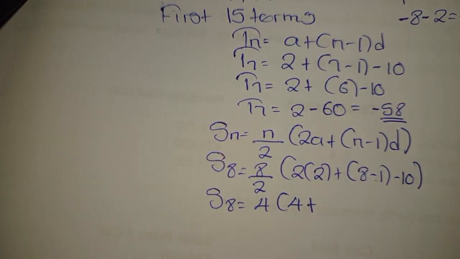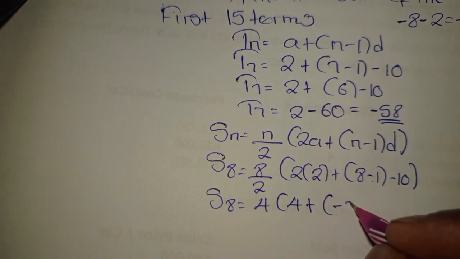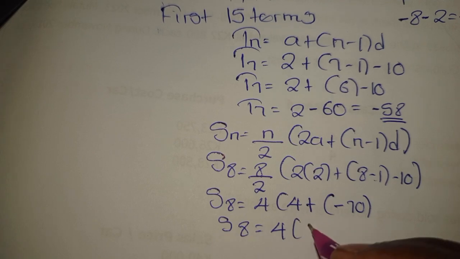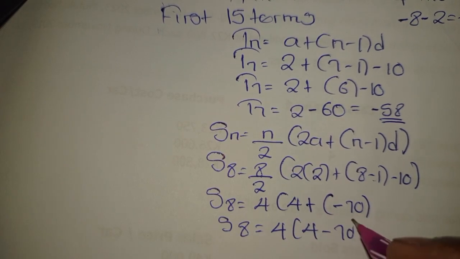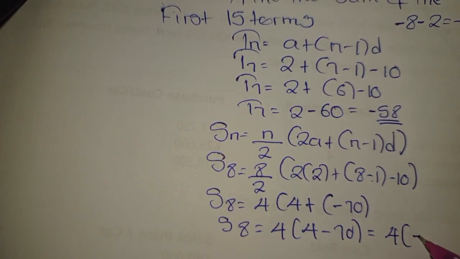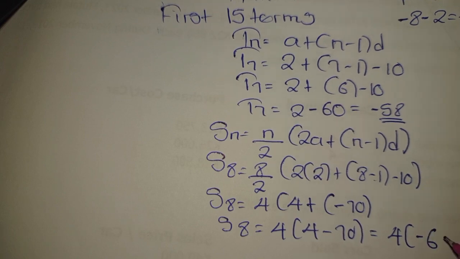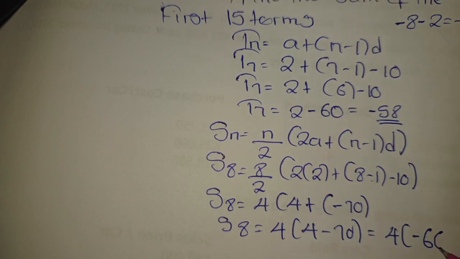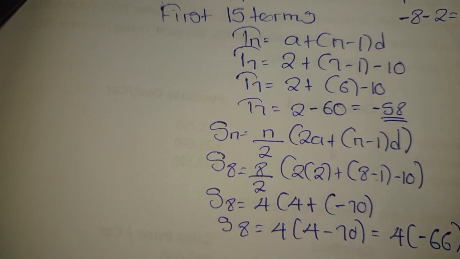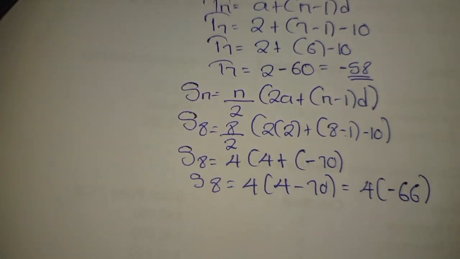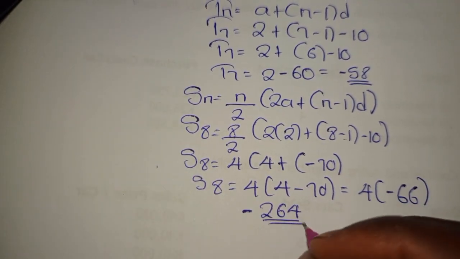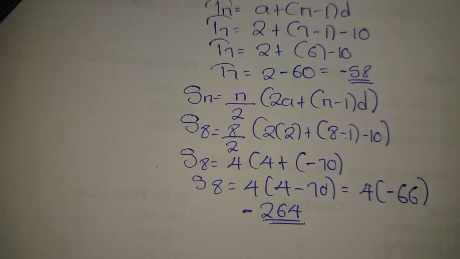So the sum of the first 8 terms is equal to 4 times (4 plus 7 times -10, giving you -70). So the sum is 4 times (4 minus 70), which is equal to 4 times -66. Then you multiply -66 by 4, which gives you -264. So -264 is the sum of the first 8 terms.